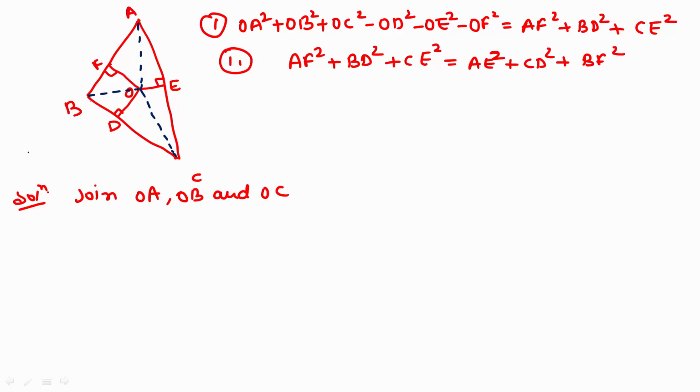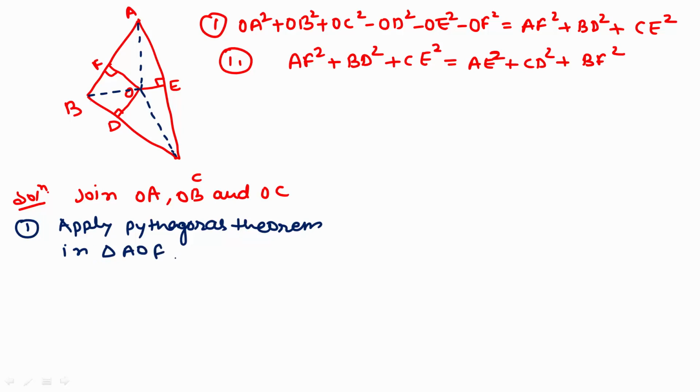Now the first one I am going to prove. Applying Pythagoras theorem in triangle AOF, OA is the hypotenuse, so OA square is equal to OF square plus AF square.